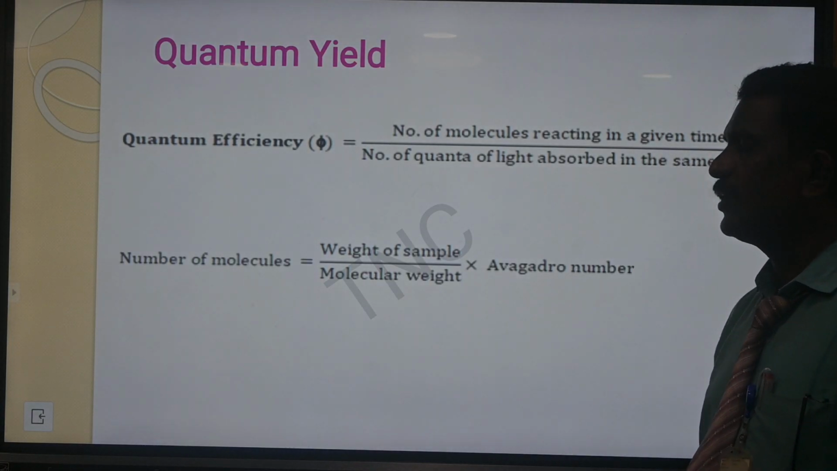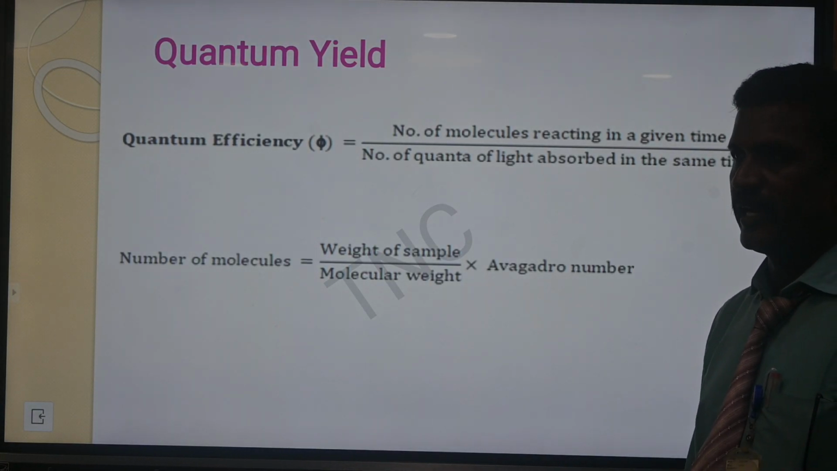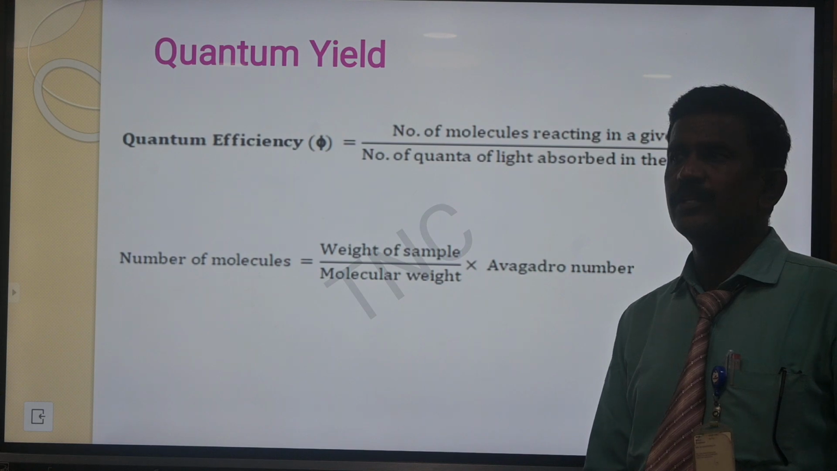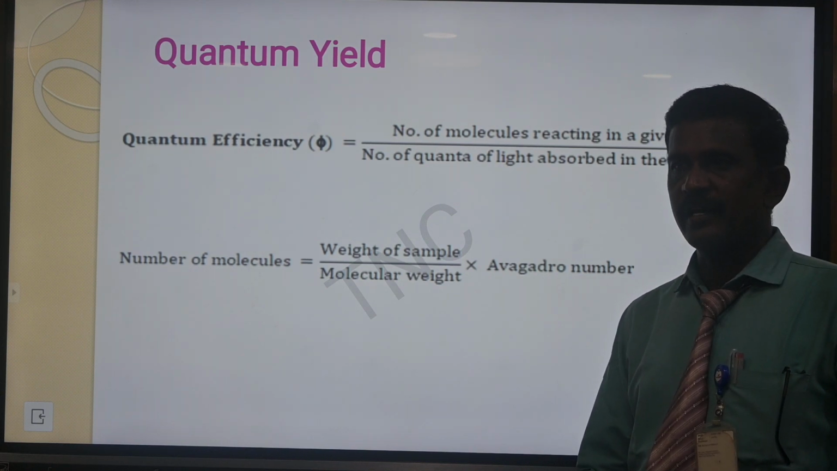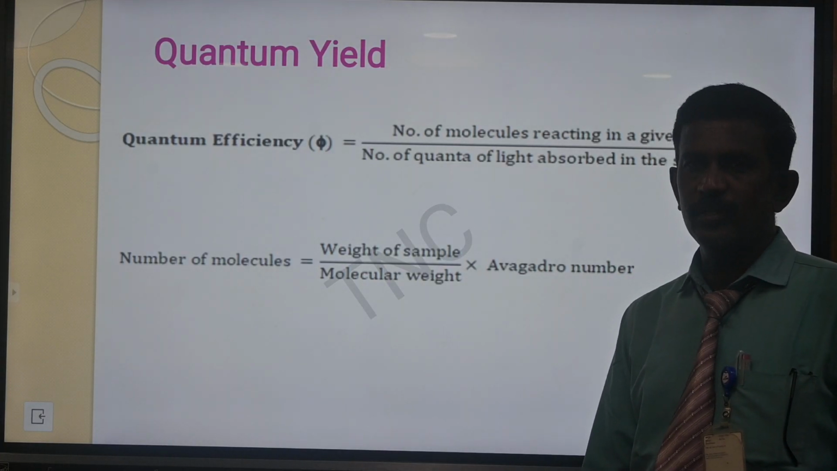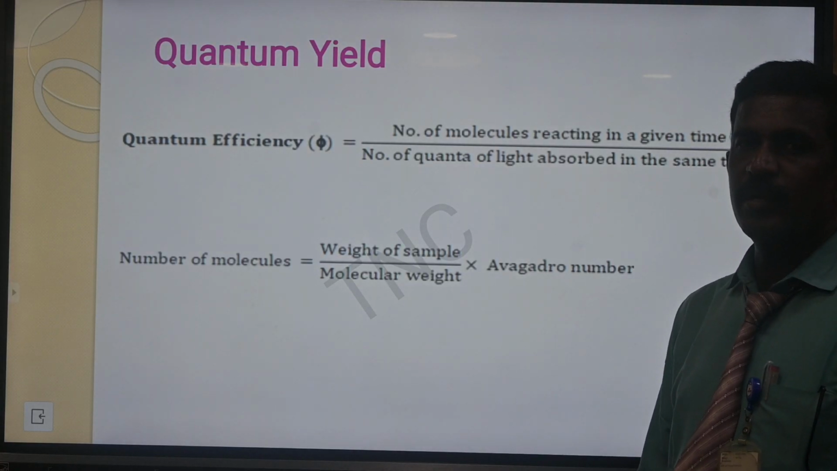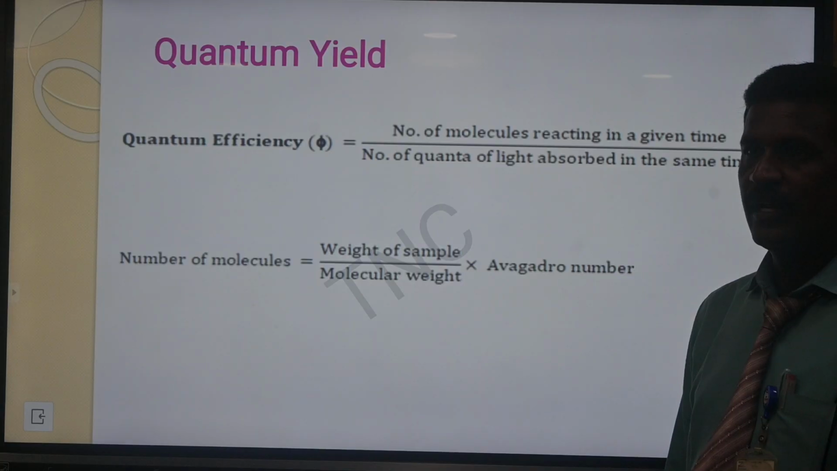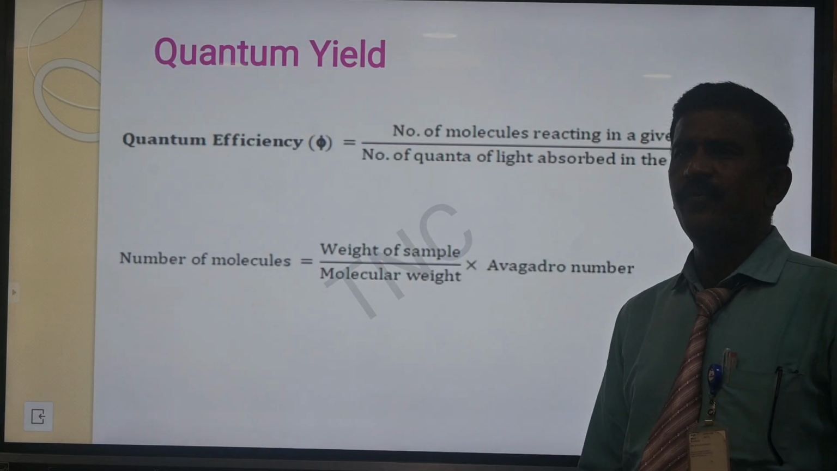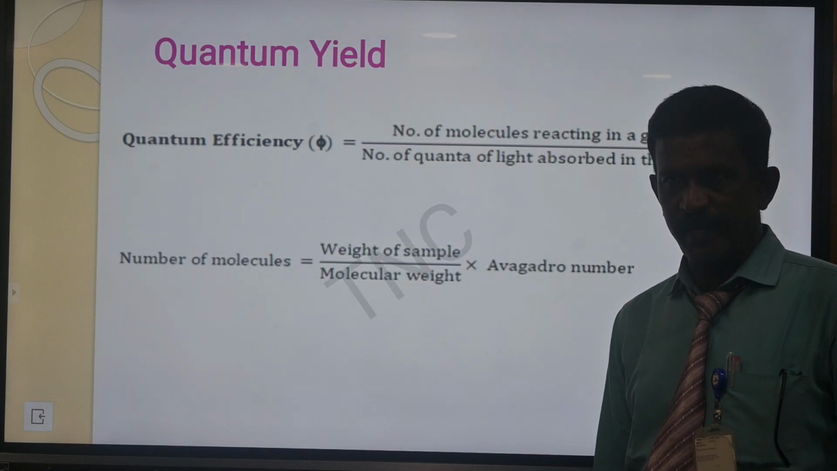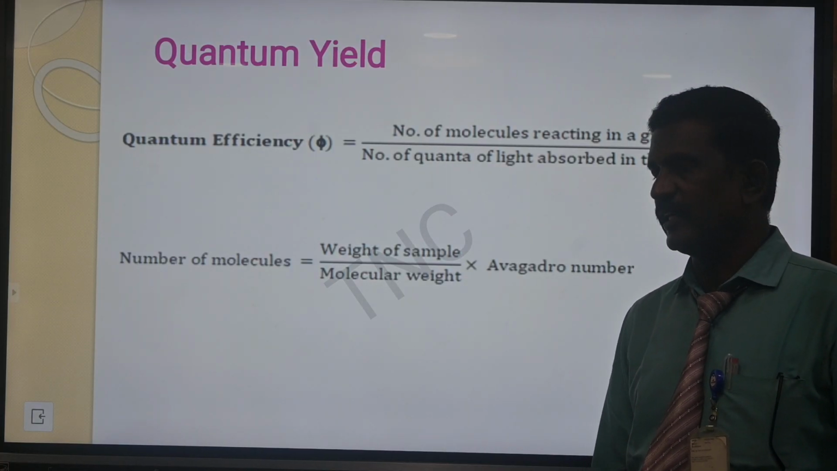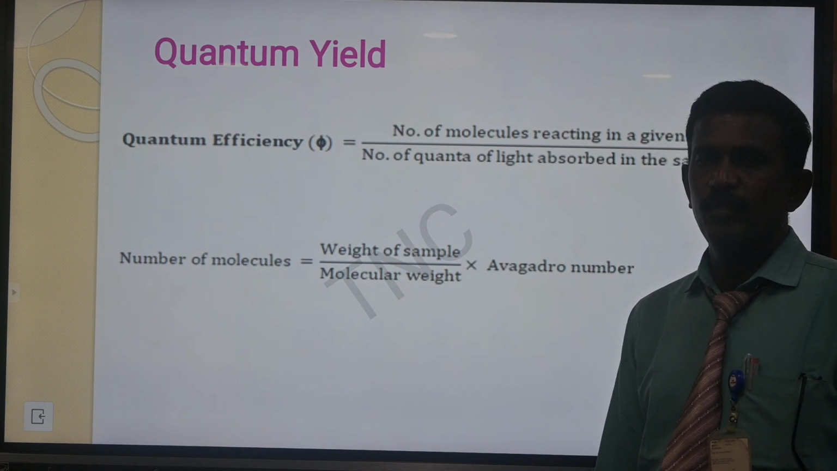If it is equal to 1, an equal number of photons and molecules reacted are involved. If quantum efficiency is less than 1, a greater number of photons are absorbed but fewer reactions are taking place, fewer molecules reacted. If quantum efficiency is more than 1, sometimes it can be 10 power 3 or 10 power 4, that is 1000 or 10,000. It goes like that. So in such cases, every photon can cause more chemical reactions. A single photon can convert many reactant molecules into product. In such cases, the quantum efficiency would be more than 1.